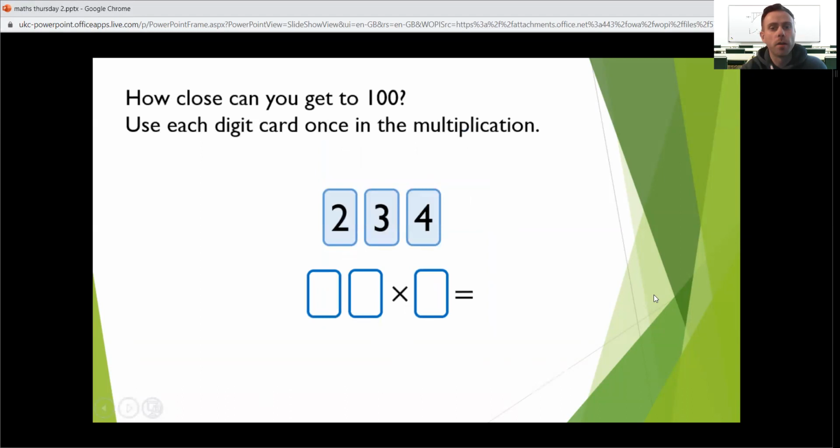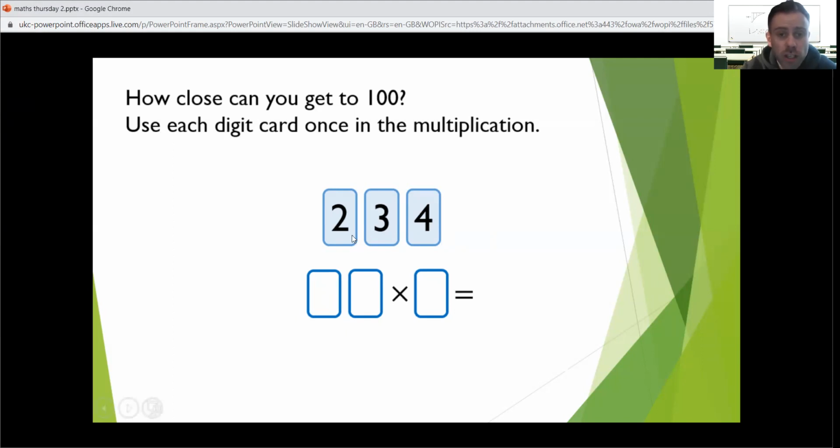Okay, next one. This one's a bit different. It's no mistake this time. This one's one where you have to try and do a few different things. It's a bit of a puzzle, really. I always like a puzzle. And you've got three digit cards, a 2, a 3, and a 4. And it says, how close can you get to 100? Use each digit card once in the multiplication.